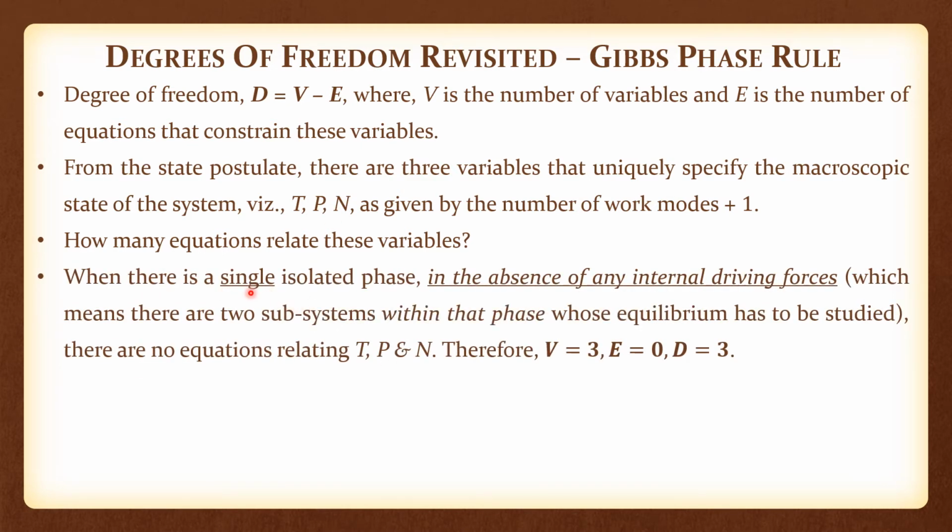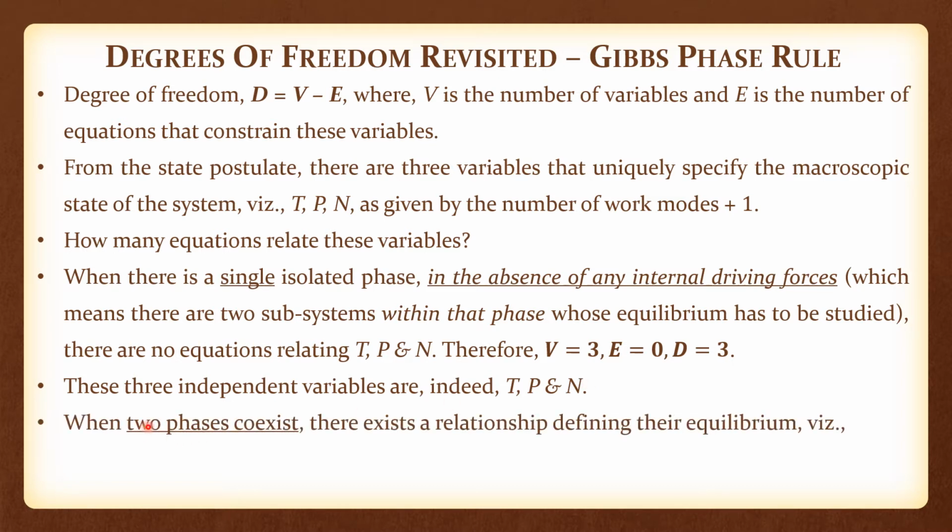If there is a single isolated phase, meaning either only a liquid or only a gas or only a solid. So if you take water, water is present as ice or liquid water or steam, pure steam. And in the absence of any internal driving forces, which would otherwise drive a change of the internal state of a system, you would then look at two subsystems within that particular phase whose equilibrium has to be studied, like we considered when we derived criteria for thermodynamic equilibrium. All those internal driving forces are not there, then there are no equations relating temperature, pressure, and number of moles. And therefore the number of variables equals 3, number of equations is 0, degree of freedom is 3. These three independent variables are indeed T, P, N.